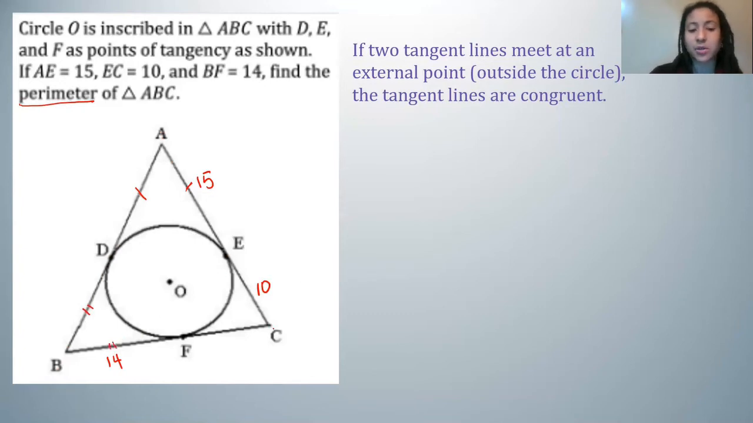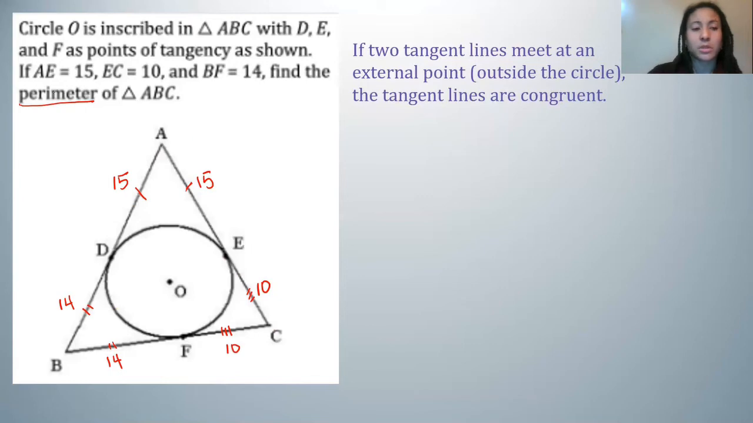If I'm looking at external point C, EC and FC will be congruent. So now it's basically just a fill-in. We know that these are congruent, so if this is 15, then this must be 15. If this is 14, then this must be 14. And if this is 10, this side here must be 10.